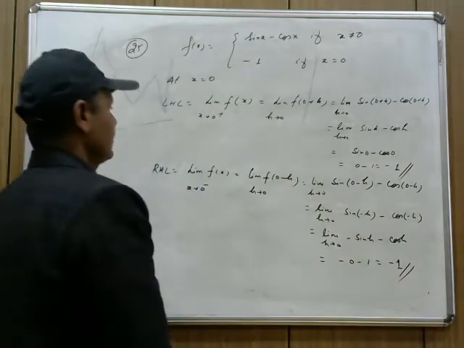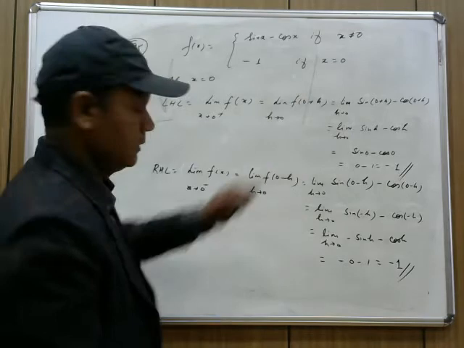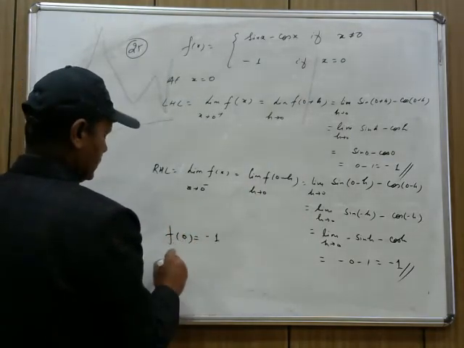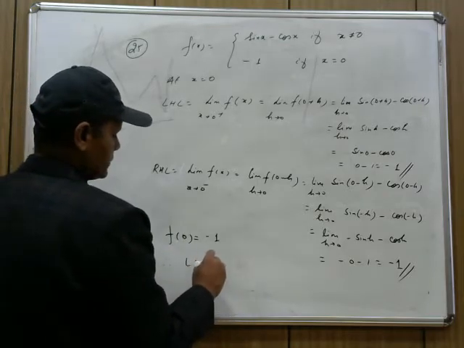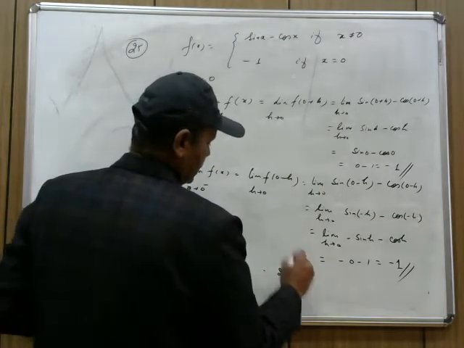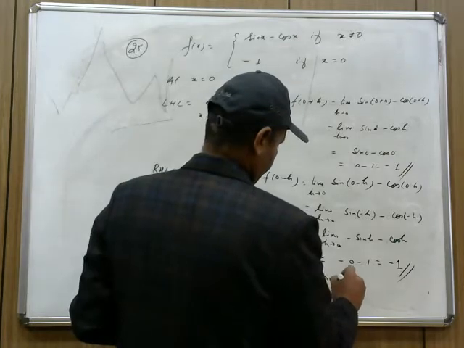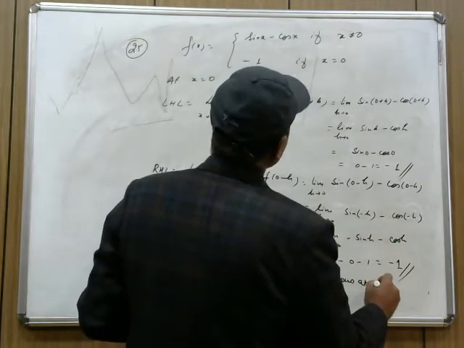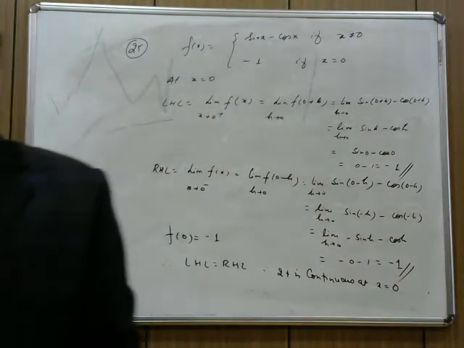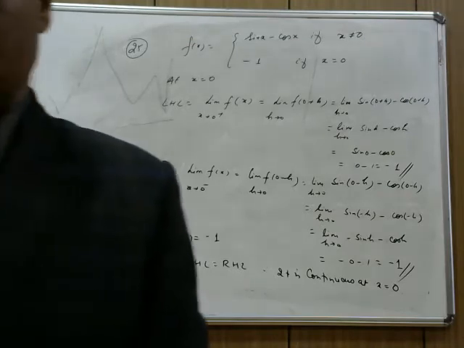Minus 1. If I go for f of 0, it is already given what? Minus 1, and therefore f of 0 is already minus 1, and therefore what we find is that LHL is equal to RHL, and therefore it is continuous at x equal to 0, right? That means there is no point of discontinuity for this given function.